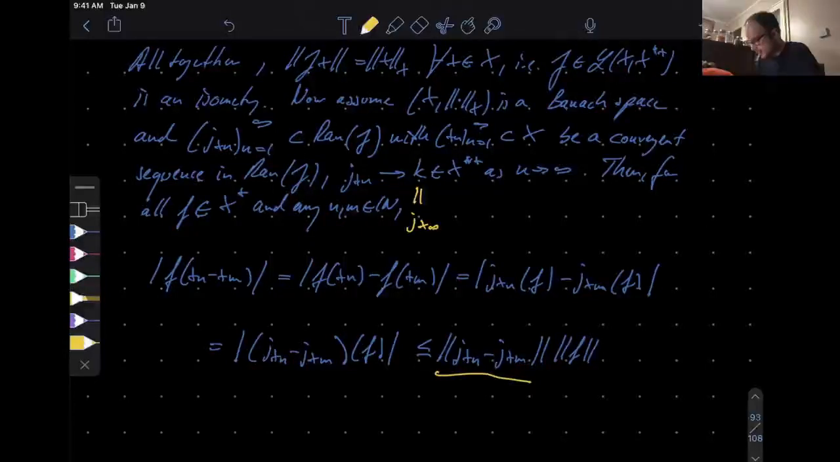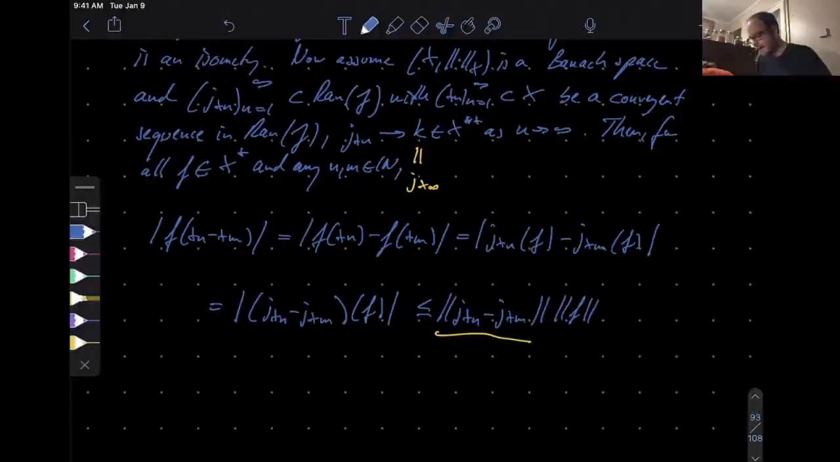So this guy here, J sub xn minus J sub xm, in operator norm you can make as small as possible for n, m large. So now how can you conclude from that that xn and xm in norm are sufficiently close? Well, this will be an exercise. So the exercise I will write here in yellow.